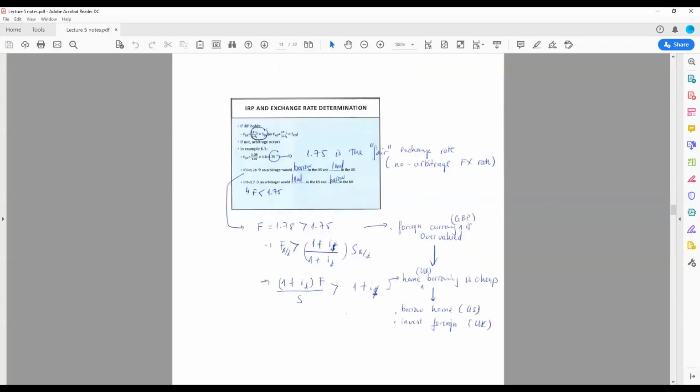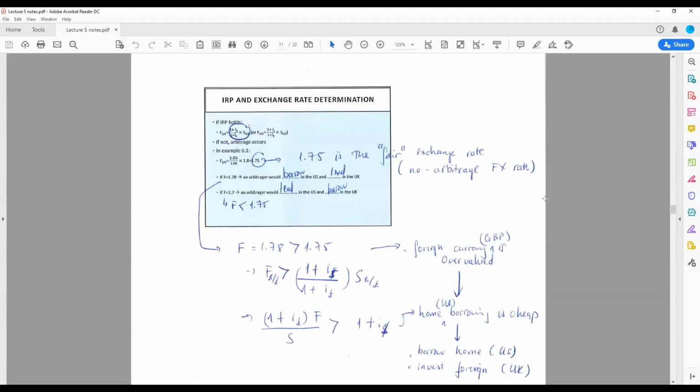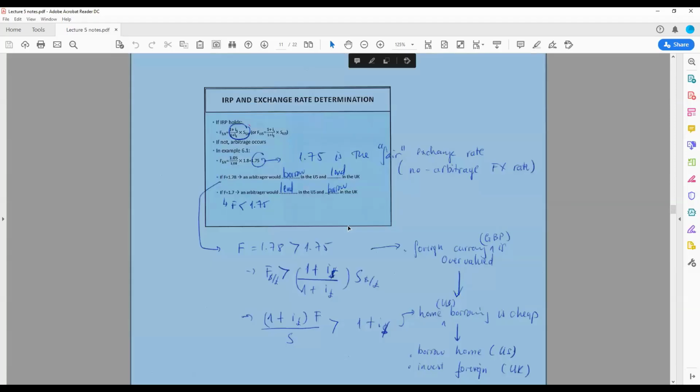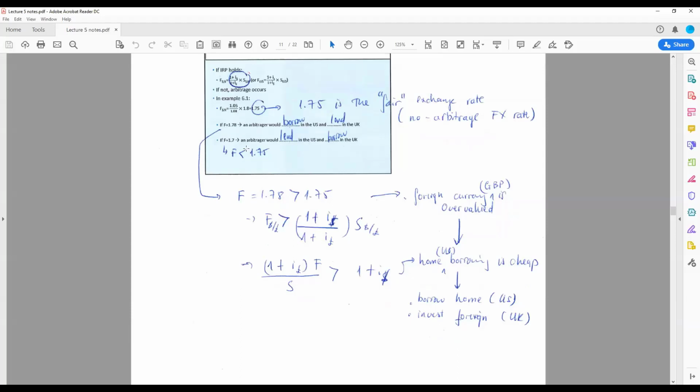All right, so this is what we are looking at. Here I've got a few notes about this slide. Now, suppose that we are looking at the first case, when the actual forward rate is 1.78, and this is higher than the fair rate, or the non-arbitrage exchange rate.